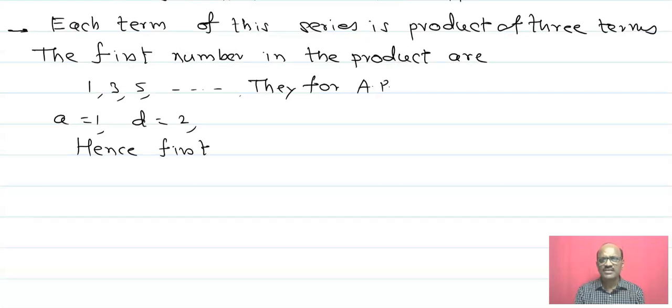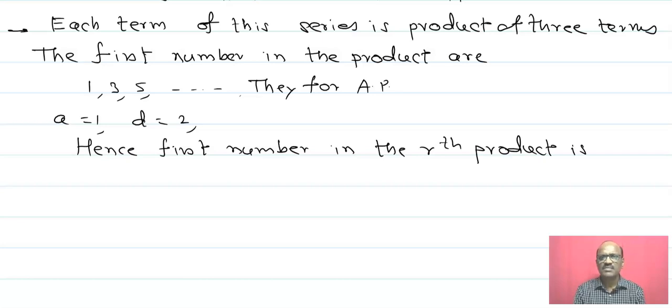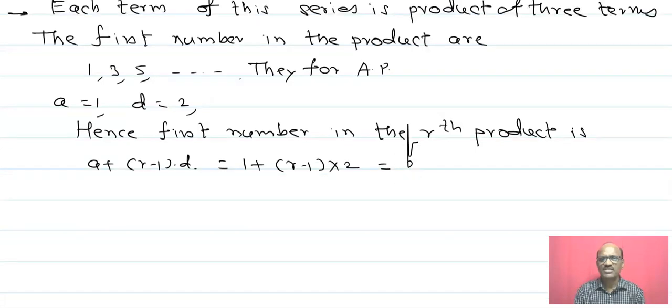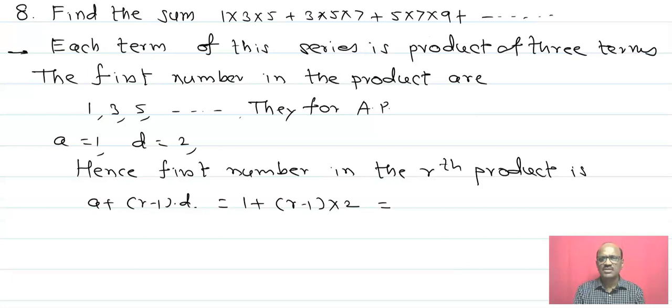here the rth term: a plus r minus 1 into d, that is 1 plus r minus 1 into d. The value of d is 2, which is 1 plus 2r minus 2, that is 2r minus 1.